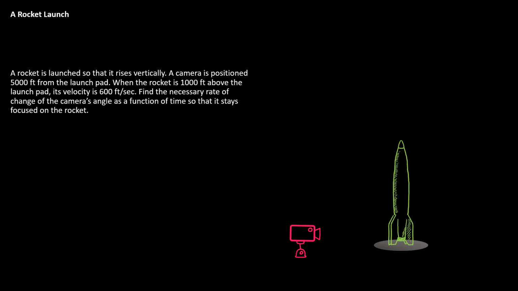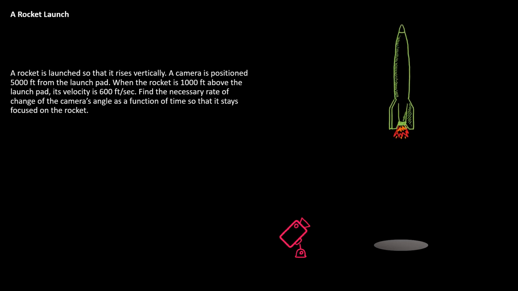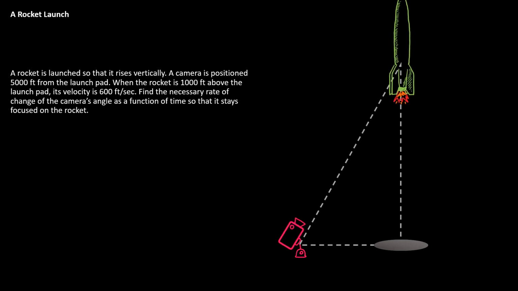A rocket launches vertically from a launch pad, and 5,000 feet away from the launch pad there's a camera recording the rocket as it goes up into the air. We are asked to figure out the rate of change for this camera's angle so that we can keep our camera on the rocket as it's rising. We specifically want to know what the rate of change for the camera is when the rocket is 1,000 feet above the launch pad, because that's where we have the recorded velocity for the rocket of 600 feet per second.